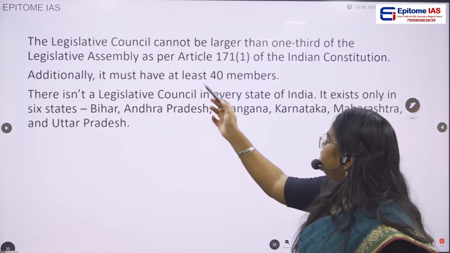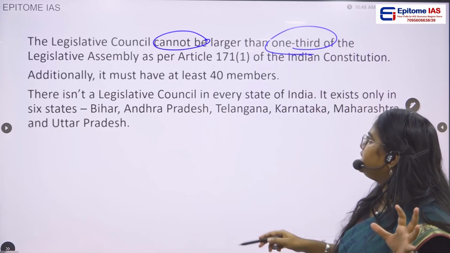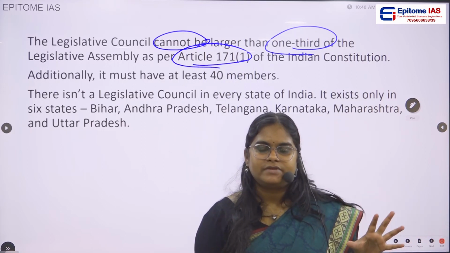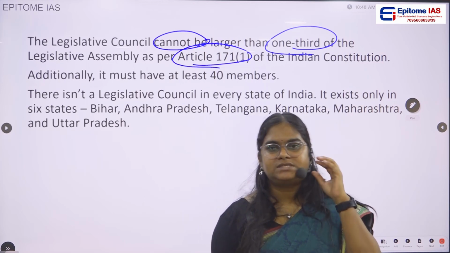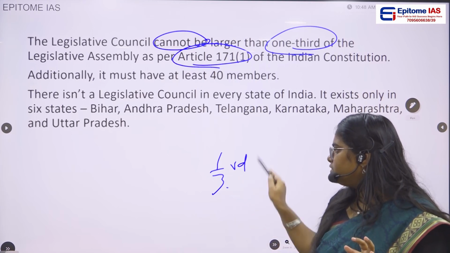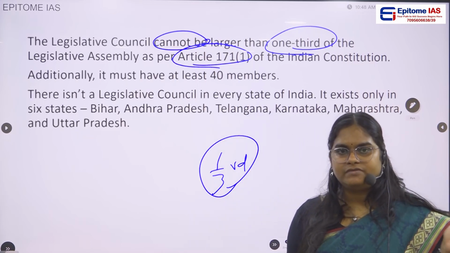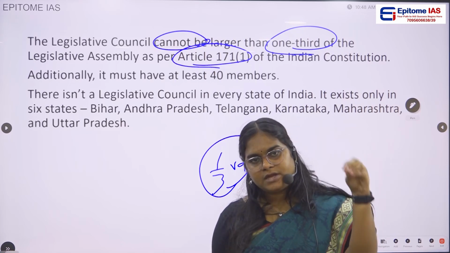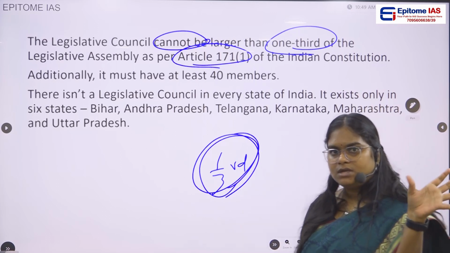So if you see here, the legislative council cannot be larger than one third of the legislative assembly as per Article 171 of the Constitution. Article 171 clearly mentions that the size of the legislative council of any state should not be more than one third of the size of the legislative assembly of that particular state. Different states will have different strengths of the legislative assembly. So for that particular state, it should be less than one third of its legislative assembly.